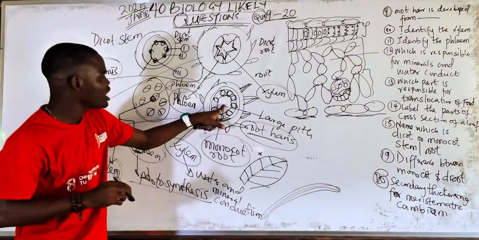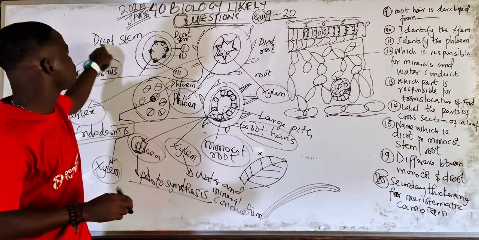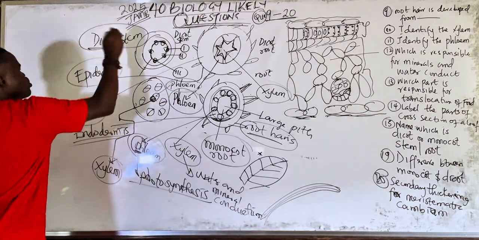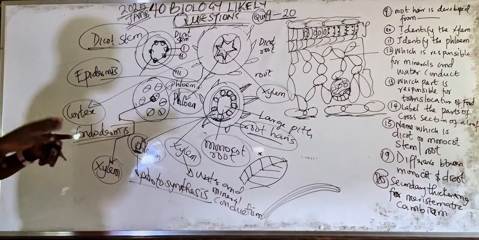So now you can see that this has large pith, which is what? Monocot roots. This has large pith, which is what? Dicot stem. So just very easy thing. Very easy, right? I'm just trying to break it down and see.